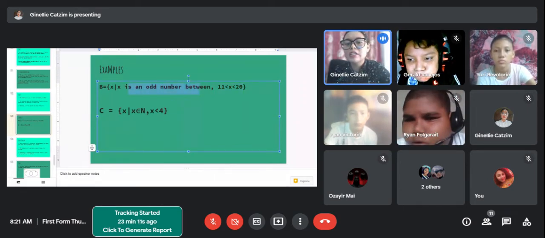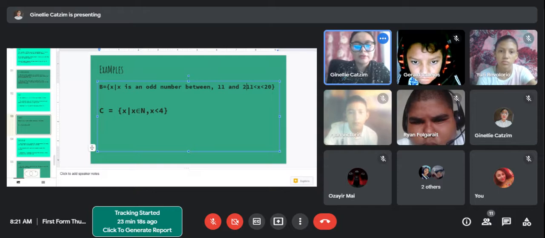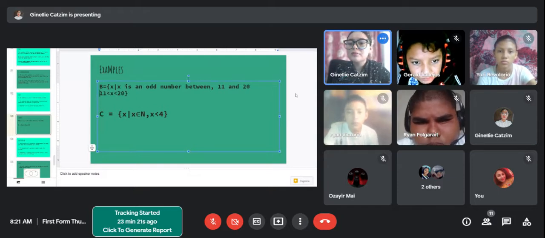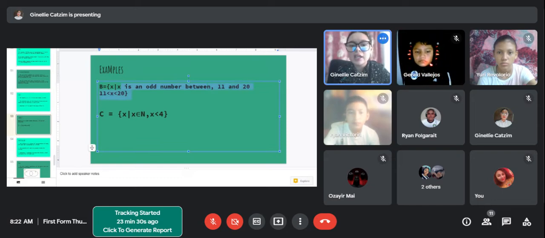So if you have this one, x is an odd number between 11 and 20, then you know what this is asking for. However, don't panic when you do not see this phrase and you only see this x notation here, where we have 11 is less than x, but x is less than 20. Or we can also read it like x is more than 11, but it is less than 20, right?